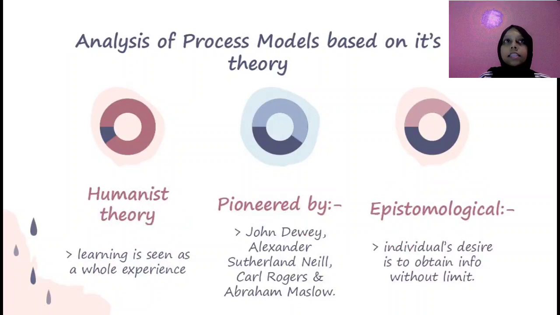And then the analysis of process models based on their theory. There are two theories actually. The first theory is humanist theory, which believes learning is seen as a whole of experience, and this theory was pioneered by John Dewey, Alexander Sutherland Neill, Carl Rogers, and Abraham Maslow. And their epistemological point of view is that the individual's desire is to obtain information without any limitations.